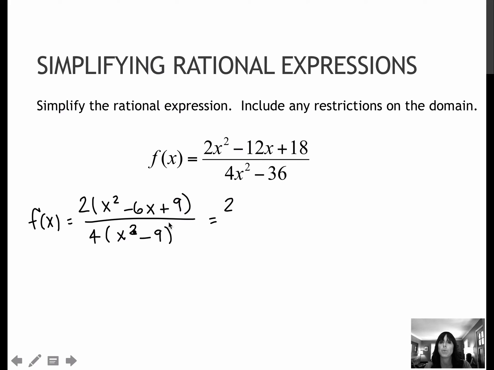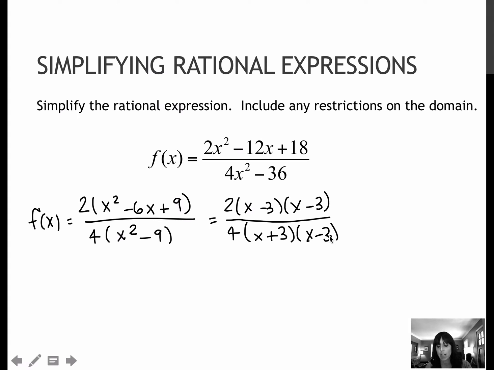So I see there's a 2 and a 4. I'm just going to wait until the end to factor everything. The numerator factors into x minus 3, x minus 3. The denominator factors into x plus 3, x minus 3. And at this point, I will now start to reduce. So x minus 3 will cancel with one of the x minus 3's. The 2 and the 4 would reduce to 1 and 2. And now what I have left is 1 and x minus 3, which is just x minus 3.